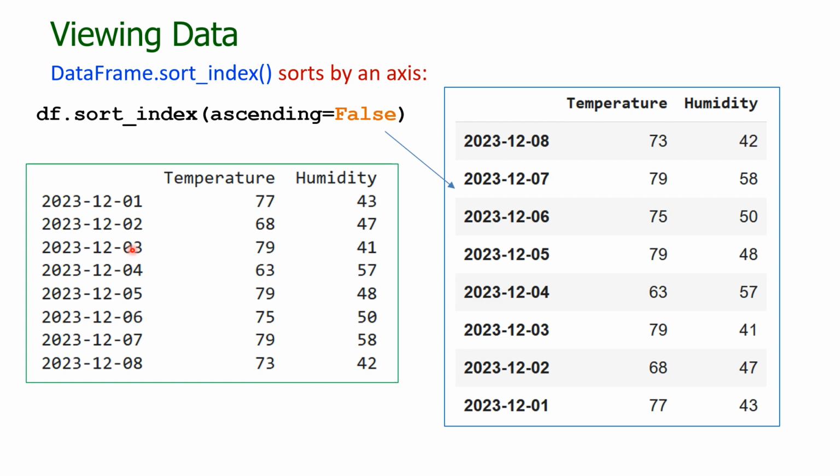When we change the value of ascending equal to false, in that case, the index value is going to be reordered, and correspondingly the rows will be rearranged in the resultant data frame. So when we set ascending equal to false, the index is rearranged from 8th December to 1st December. That means in the decreasing order.